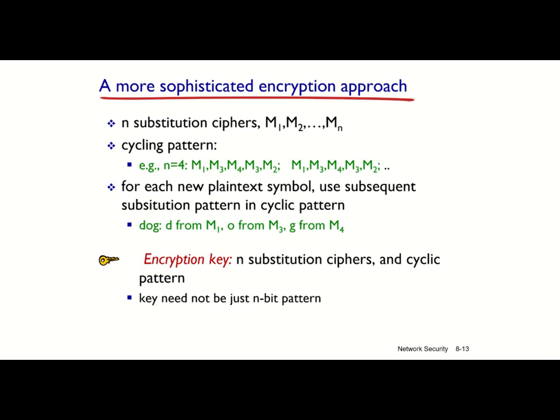So the encryption key in this example is all the n substitution ciphers plus the cyclic pattern. So we need to know both M1, M2, M3, M4 in this case, and this pattern, M1, M3, M4, M3, M2.